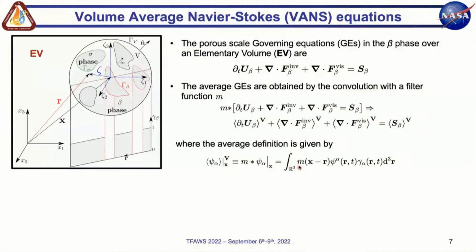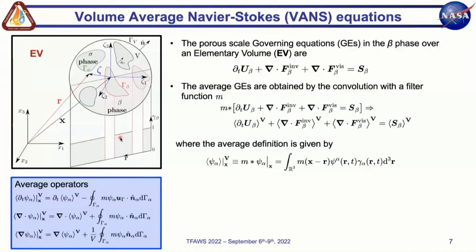Here, I'm just showing the definition of the integral. And what is important to take care of here is that we need to define a phase indicator function. So the phase indicator function of, let's say, the beta phase is one in the beta region and zero in the solid region. That's what I'm showing here in this figure.